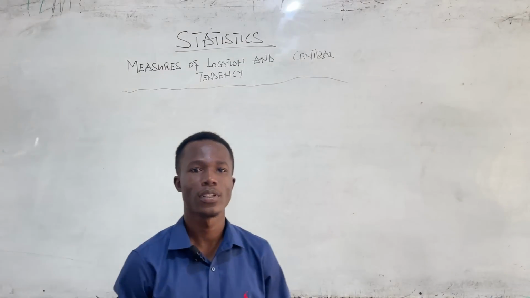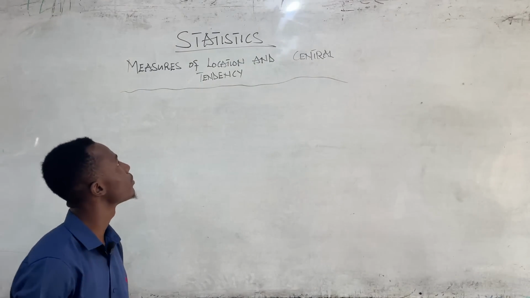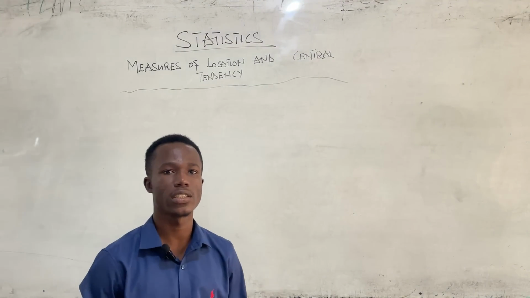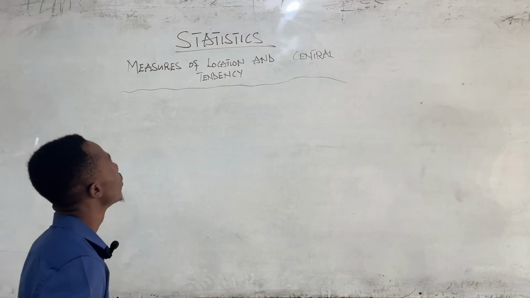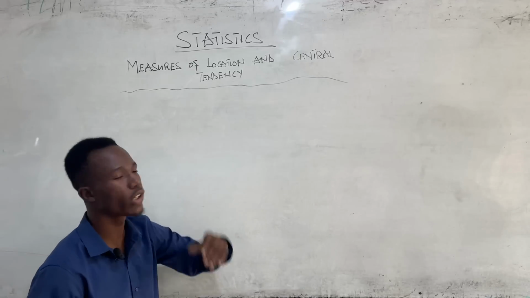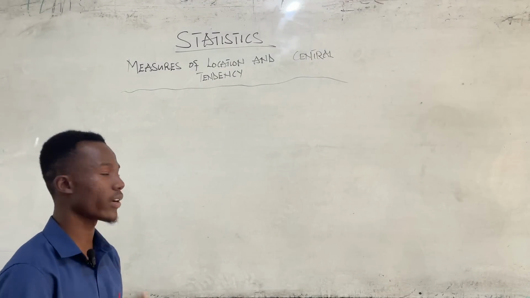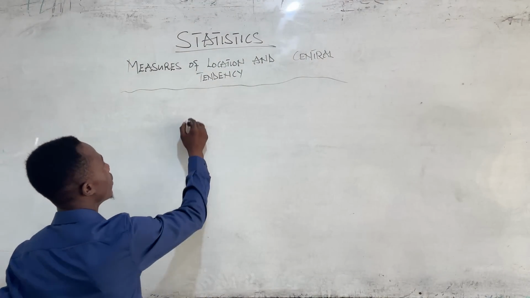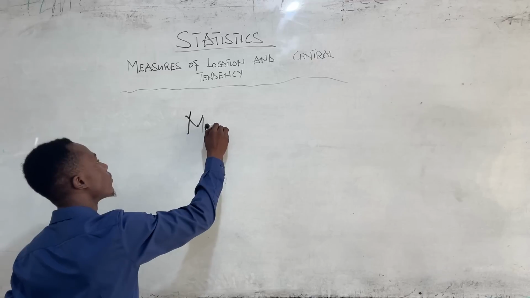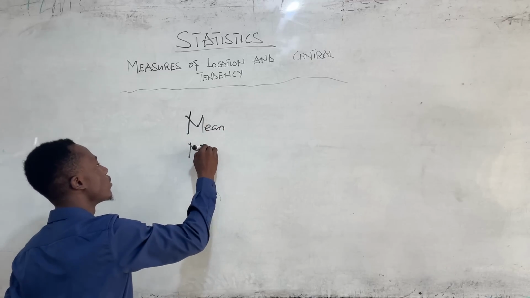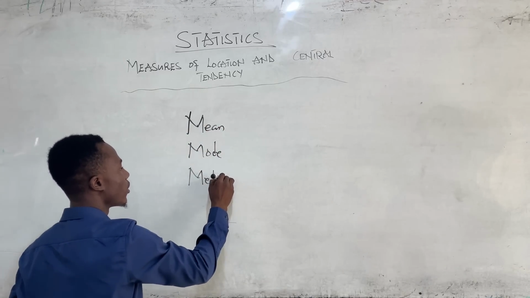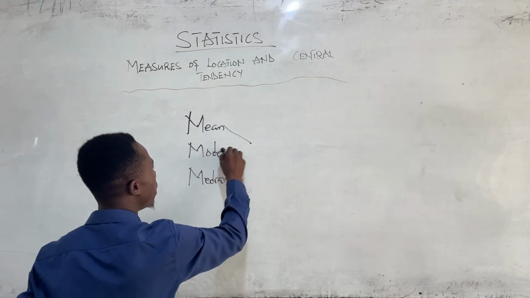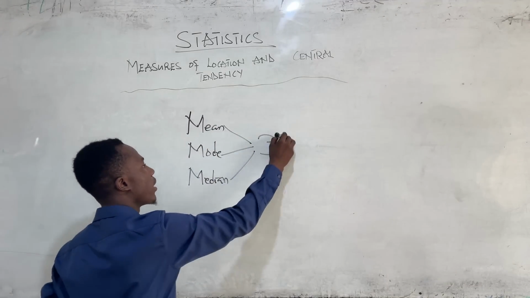Greetings to you all. Today we are going to look at measures of location and central tendency in statistics. When we talk about measures of location and central tendency, we mean three things: mean, mode, and median. Normally we call them the 3Ms.